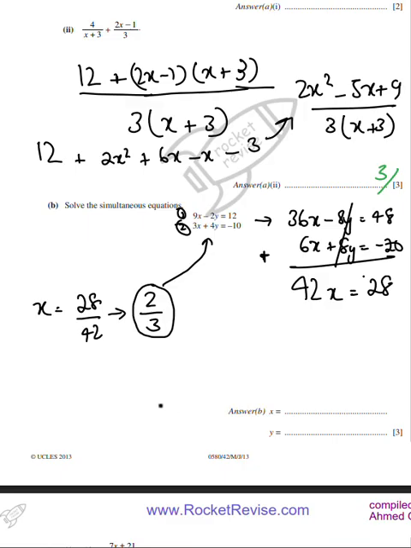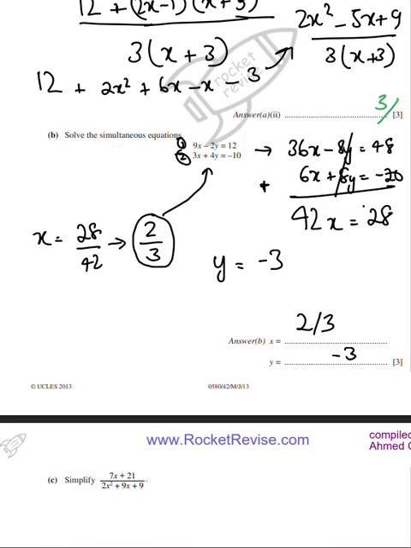I don't know. Well, what's the value of y? Y equals minus 3. So we'll write 2 by 3 and minus 3. Done? Let's move forward.